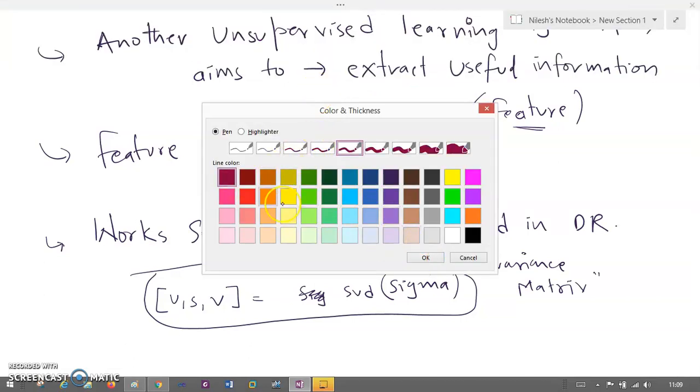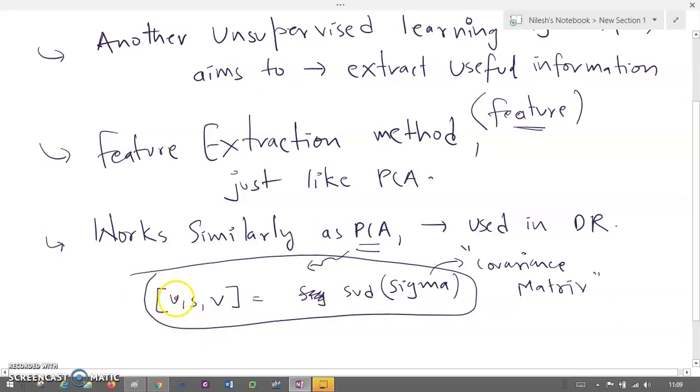So this is my U, actually this is U, S and V, and this is your singular value decomposition, and this is the covariance matrix. This is what we discussed. So this SVD function will give you these three matrices, and I told you that U and V are orthogonal to each other. Now this U and V are nothing but your principal components. So this is going to be my PC1 and this is going to be my PC2. These are the orthogonal matrices, or you can say the vector spaces. So these are orthogonal to each other, U and V. And this S is basically the diagonal matrix, as I told you.